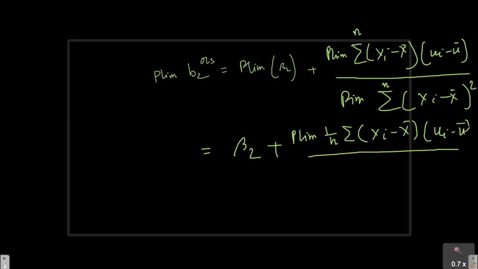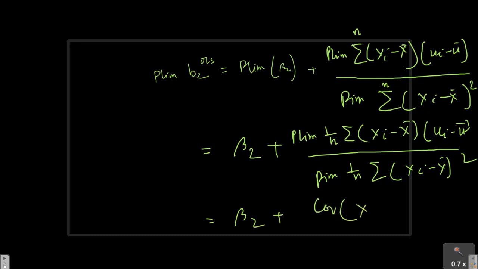Okay, so I will write that: 1 by n summation of xi minus x bar. So essentially that is going to be beta 2 plus covariance of x and u over variance of x. Okay, so this is the application of plim, and this is the result.